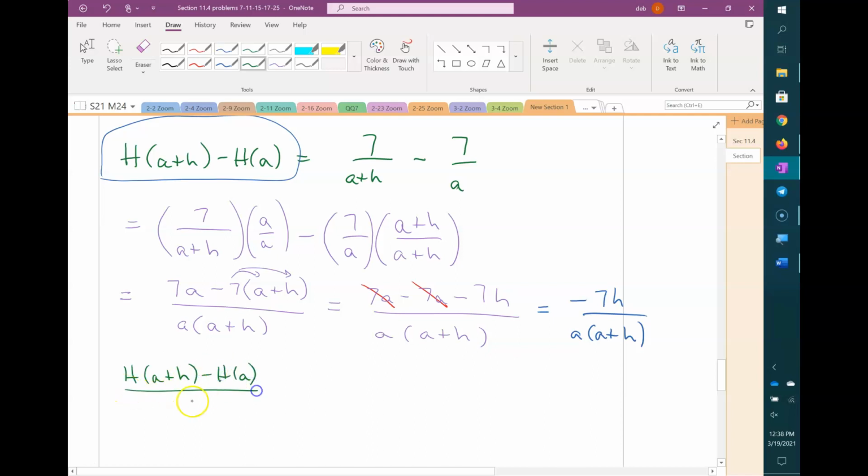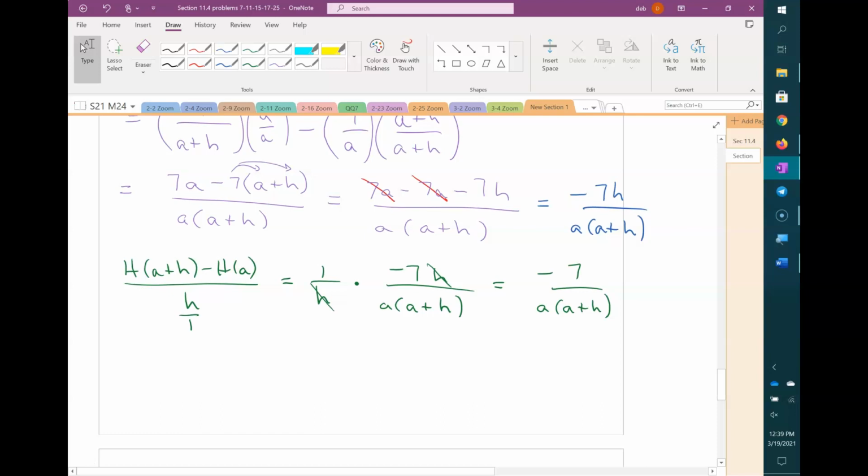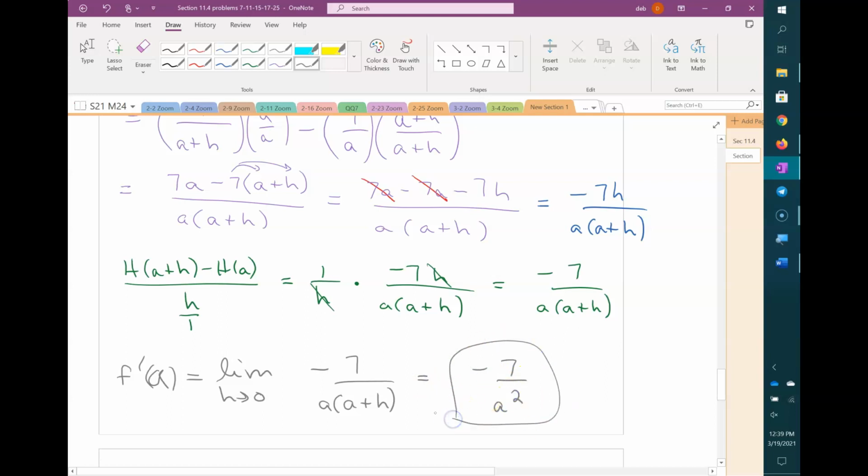And you're welcome to do this all in one step if you're comfortable with that. So remember, dividing by h is the same thing as multiplying by 1 over h. So I have an h in the top and an h in the bottom. That's a 1. So we cancel them. So here's my formula for the difference quotient. Now I'm going to find f prime of a is the limit as h goes to 0 of negative 7 over a times (a plus h), and the h is going to go to 0, and I'm going to have negative 7 over a squared.